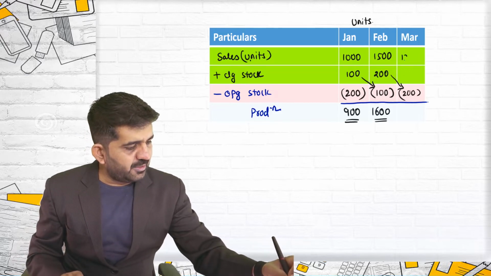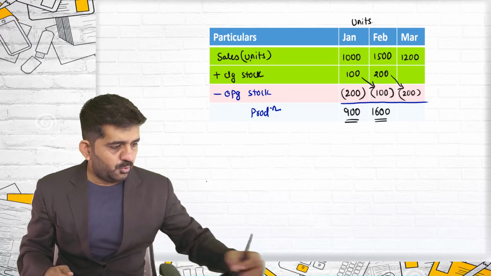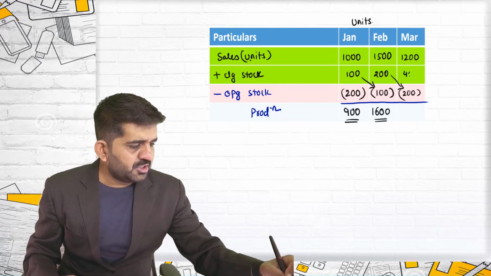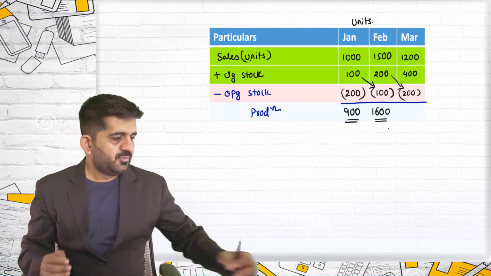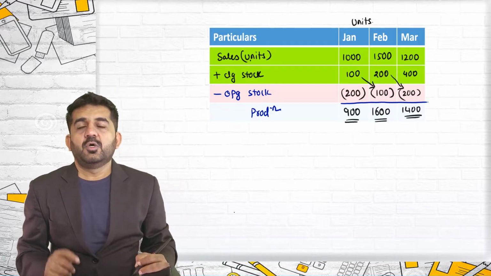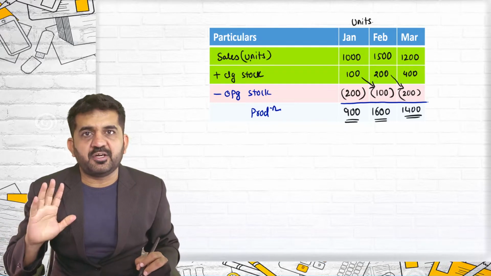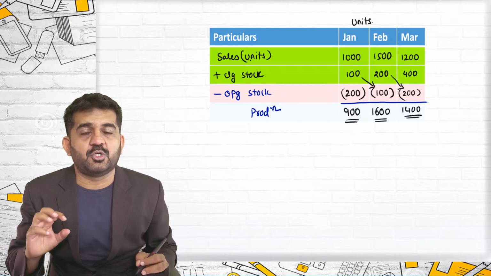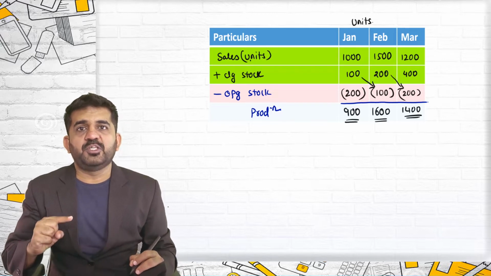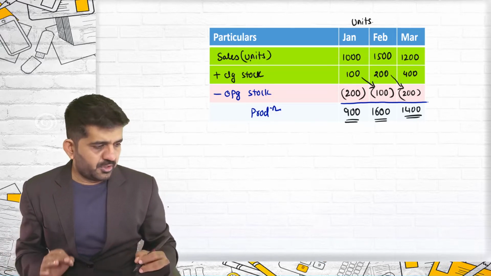You want to sell only 1200 units in March because, for some reason, the sales is lower in March, and you want a closing stock of 400 units. So you will be manufacturing 1400. Your opening balance is 200, you will be manufacturing 1400, so your total goods will be 1600, out of which you will be selling 1200 units, so your closing stock will be 400 units.